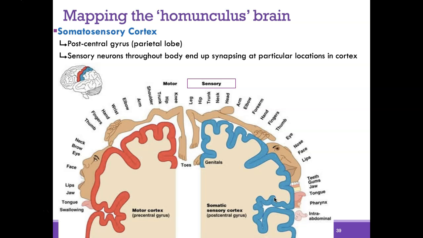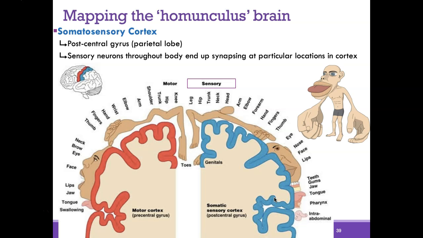And this is a homunculus, meaning a little man. I want you to take a second actually. Why do you think this man is drawn this way? So the parts of the body are drawn so that the size is relative to the amount of neurons that synapse in our sensory cortex.